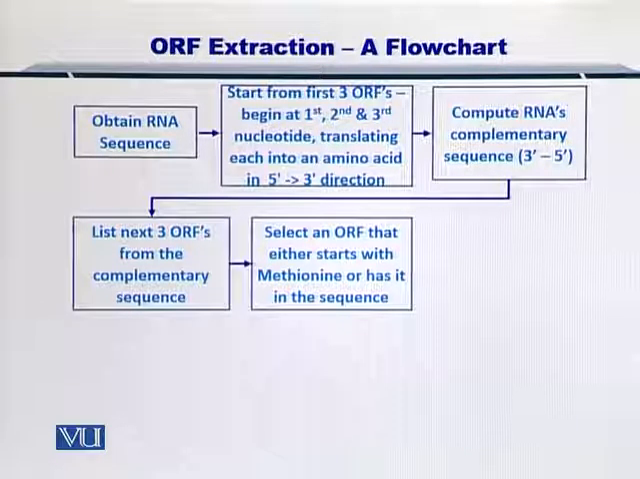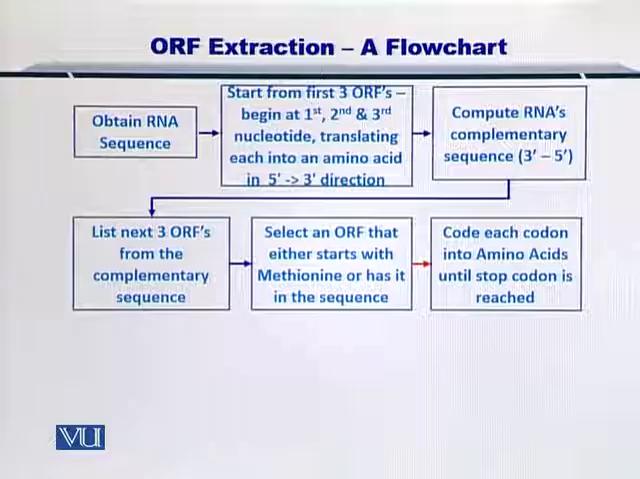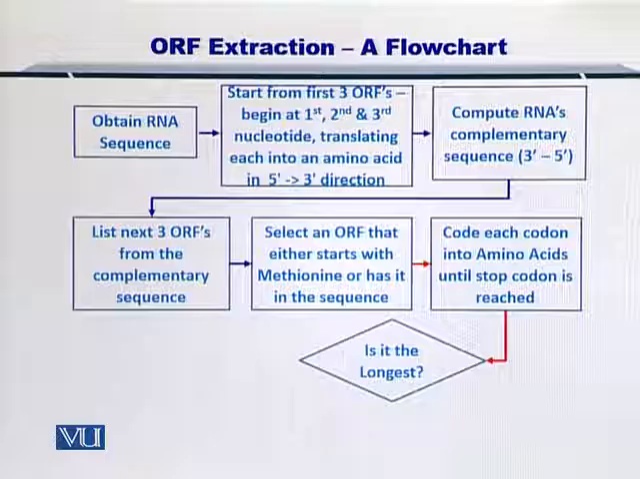Now, you have to look at all 6 open reading frames or ORFs and try to find where A, T, and G exist, which actually code for methionine. Now, you have to code each codon into amino acid until the stop codon is reached, because that will mark the end of the protein. But there are 6 possibilities that you had, and you want to know which one is the longest.